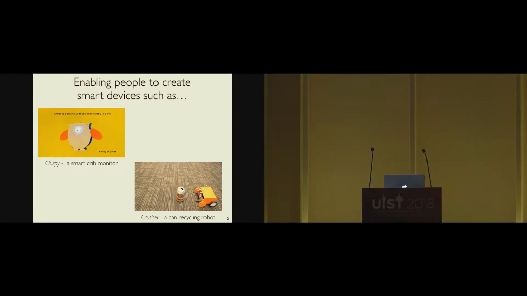The first example is called Chirpy, and it's a smart crib monitor meant to entertain crying babies. Next, we have a can recycling robot here that we call Crusher. And both these devices were created with our design tool that I'm going to talk about today.